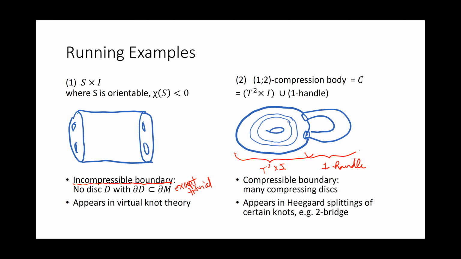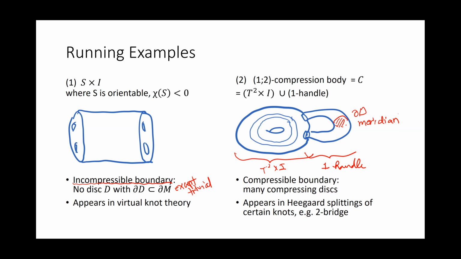And as opposed to the surface cross interval, this does have compressible boundary. Here's a disk inside the 3-manifold that's a non-trivial curve in the boundary. So that's the boundary of the disk is non-trivial. We'll also often call that a meridian, a compressing disk. And this type of manifold appears in Heegaard splittings of certain knot complements. So for example, 2 bridge knots. More generally, any tunnel number 1 knot has a Heegaard splitting with this in its decomposition. And again, you can generalize that.